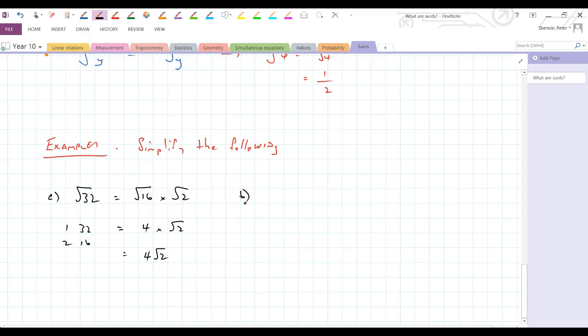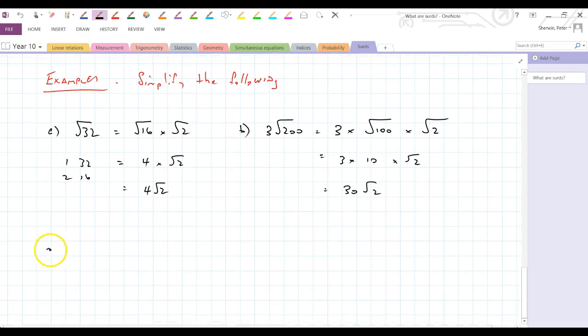Let's see if you can do the second one. 3 root 200. There's a number out the front. Don't be put off by that. That's just equal to 3 times, let's find these two square roots such that we use a square factor of 200. Now 200's got a square factor of 100, hasn't it? 100's a square number. 3 times the square root of 100 is 10, times the square root of 2. Now I just have to multiply 3 by 10 to simplify it to 30 root 2.